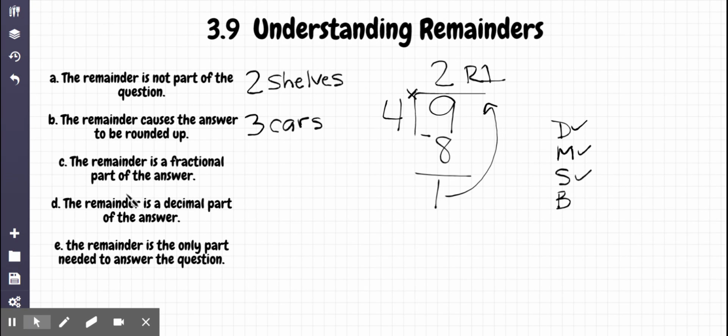Other times, the remainder is a fractional part of the answer. So you're reading question C on page 123. It says, one Monday, Kim brought 9 apples to school. She shared them equally among her and her 3 friends, which is 4 people total. She wants to know how many apples did each person get. Well, if they're getting all of them, then each person got at least 2. And then each person got 1 part of the 4. So we would say that this is 2 and 1/4.